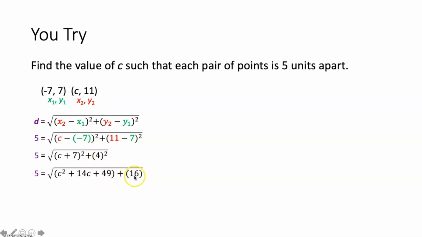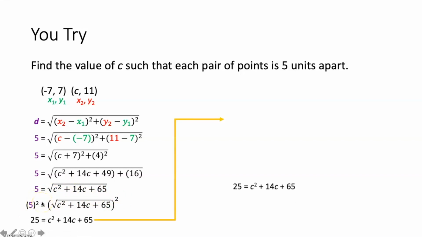Now I can combine the 49 and the 16, and I end up getting 65. Again, I have a square root, and my c's are under it. This is as simplified as that gets, so I need to get rid of my square root. To do that, I just do the opposite. I square both sides of the equation. So here's squaring a square root. Those cancel each other out. And over here, 5 squared is 25.